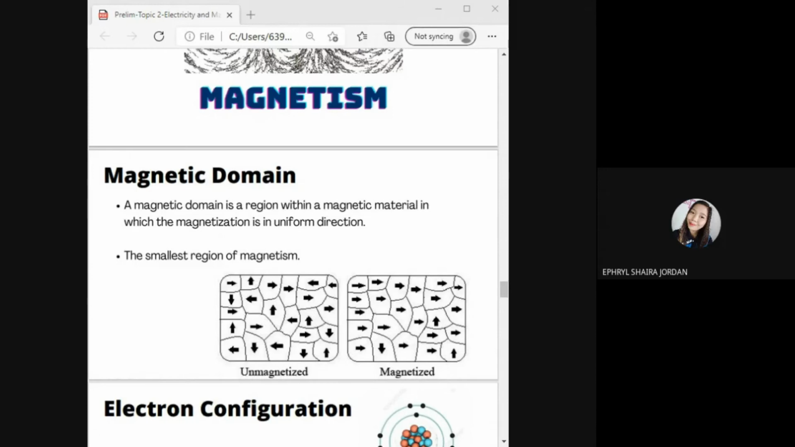Again, most materials have their magnetic domains randomly oriented, like this, and therefore exhibit no magnetism. Some materials, however, have their magnetic domains aligned and therefore become magnets. This is a magnet already. The strength and number of magnetic domains in materials are associated with the material's electron configuration.